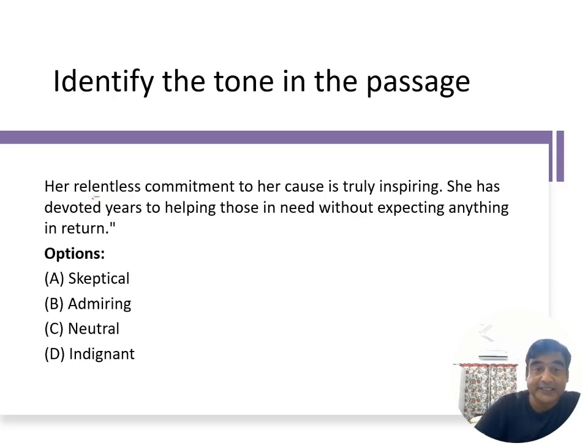Now again, see her relentless commitment. The idea is positive, is truly inspiring. She has devoted years to helping those in need. So I am admiring of her.